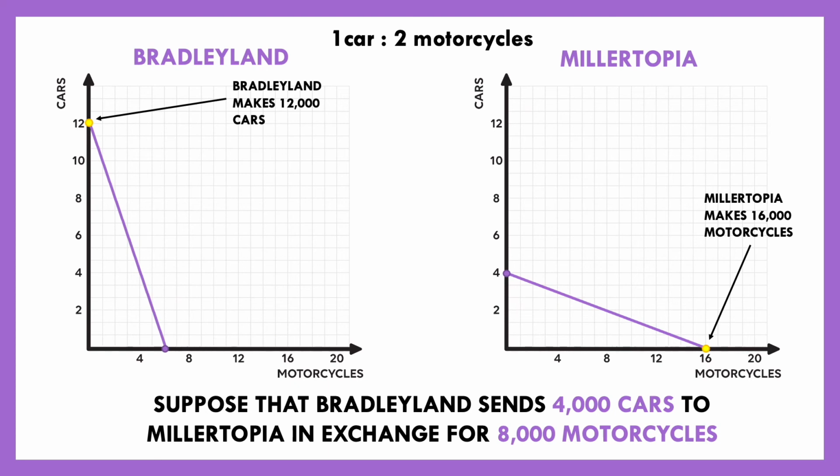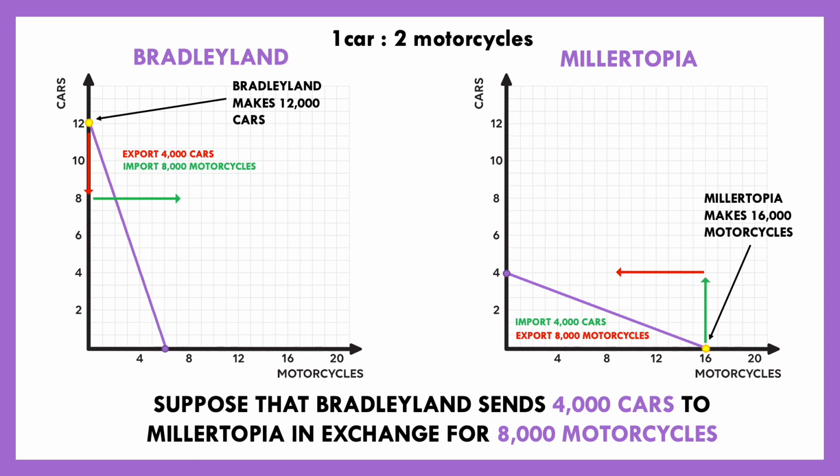We see that Bradley Land is going to export 4,000 cars. So if you notice, that red arrow takes us from 12,000 down to 8,000 because we're sending 4,000 of them to Millertopia. Now Millertopia is importing those 4,000 cars. So if you notice, the number of cars in that country goes from 0 up to 4,000. Now again, I'm not just sending those cars to him for free. I better get some motorcycles in return. So Millertopia then exports 8,000 motorcycles. And so we see, we move left along our x-axis, and Millertopia gives up 8,000 motorcycles. But guess what? Bradley Land is importing those 8,000 motorcycles.